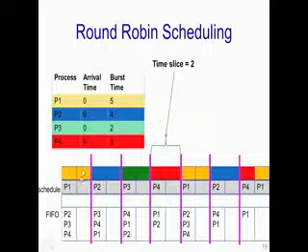A data structure which is very useful in implementing the round robin scheduling algorithm is the FIFO. This particular FIFO stores the processes that need to be executed next in the CPU. For example, in this particular case P2 is at the top of the FIFO, so it is the next process which gets executed. So, P2 gets executed over here.